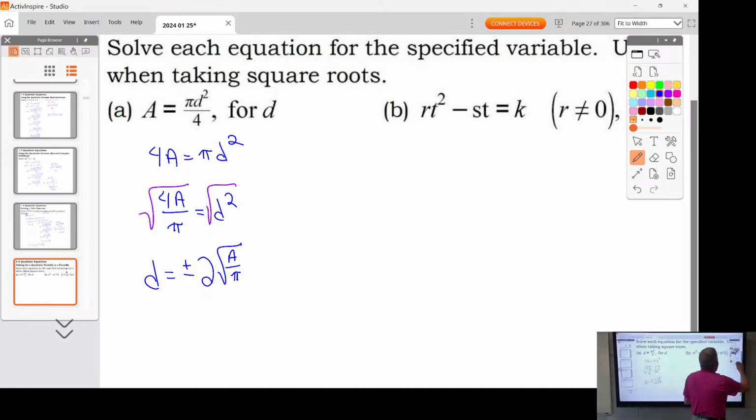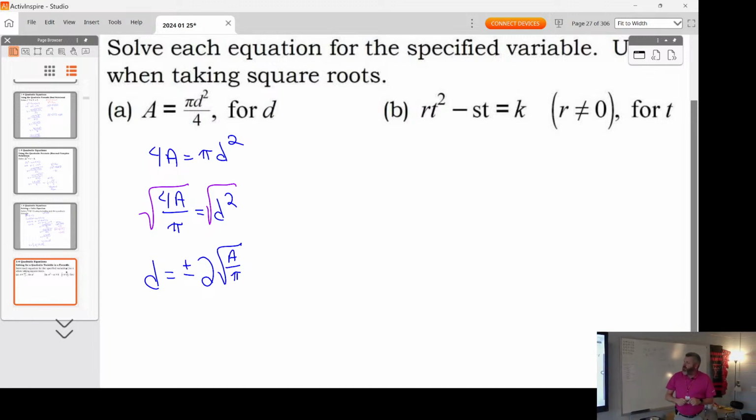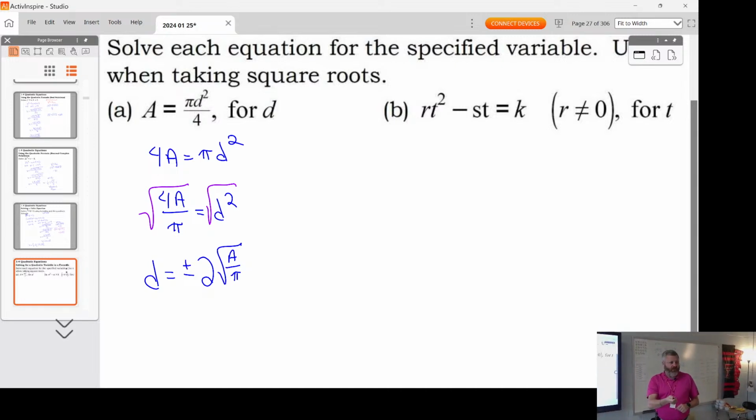Part B, we're solving for t. And I'm going to say, no, I'm not going to do this. Think about the very first problem we did today. We had the quadratic formula, and we solved for x, right? This is basically the same concept. So we're not going to do B.